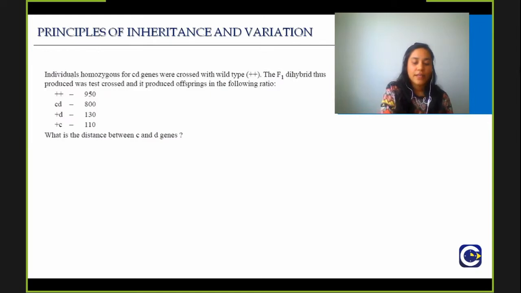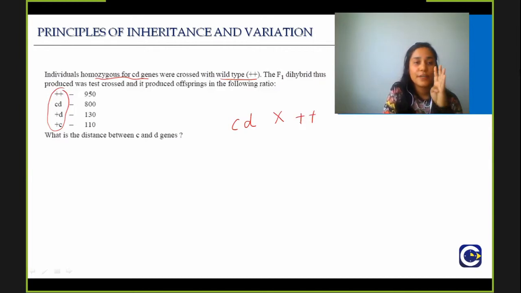So see, we'll start. Individuals homozygous for CD genes were crossed with wild type, and then these were the 4 progenies. That is why I told you that it is a little bit complicated question. Now you see, individuals homozygous for CD gene were crossed with wild type. So CD was crossed with wild type. And the 4 different progenies that they have already told you were plus plus, CD, plus D and plus C.